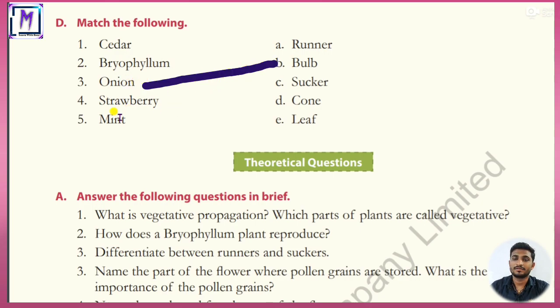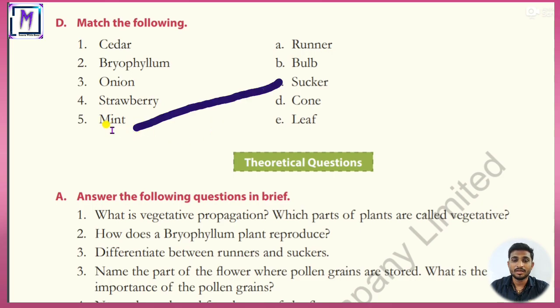Then strawberry. We know that strawberry is the runner. Why is it a runner? Because its horizontal stem grows above the soil, right? And the next one is mint. Mint is the sucker. We connect mint with option C because the mint plant grows horizontally below the soil. That's why we connect mint to the suckers. So this is all about the objective section.